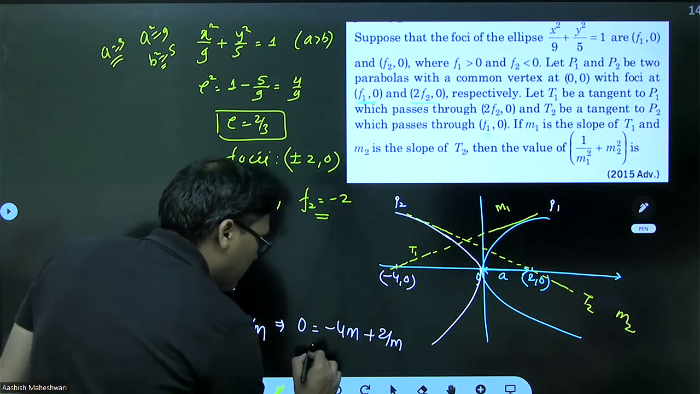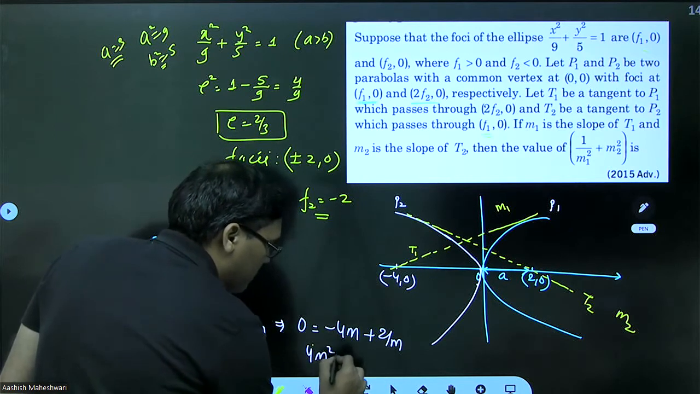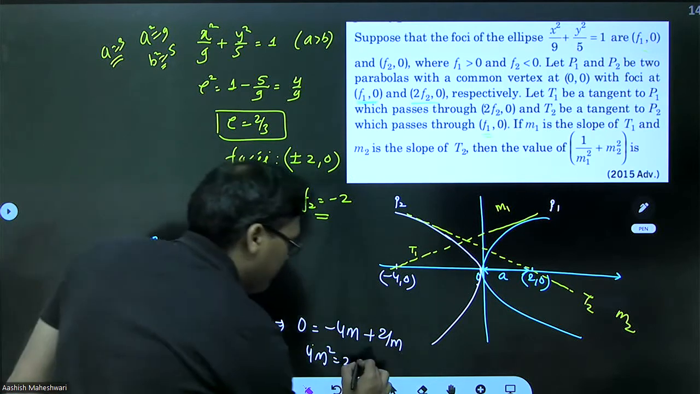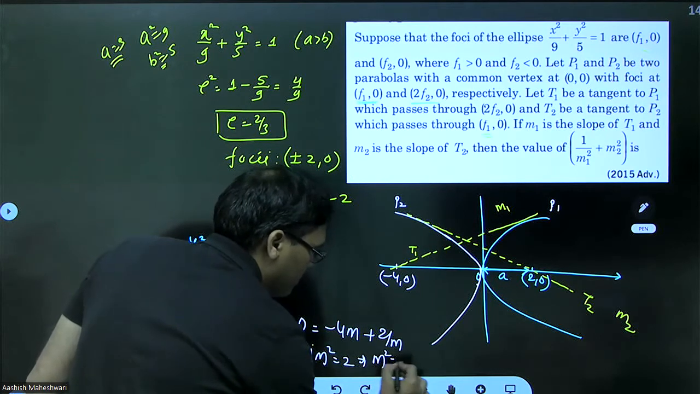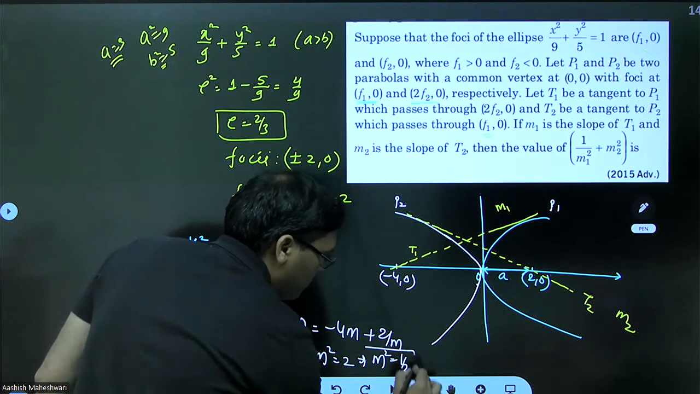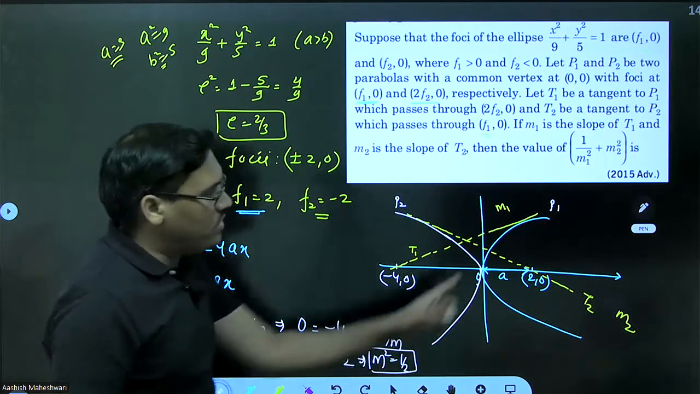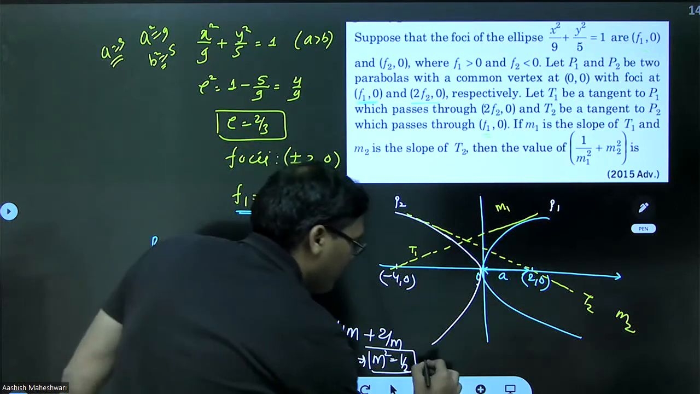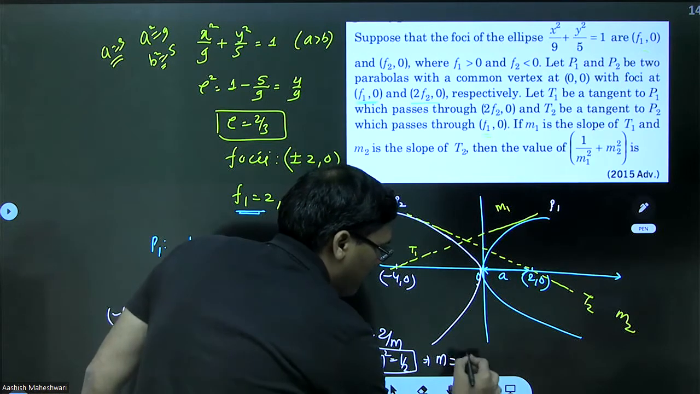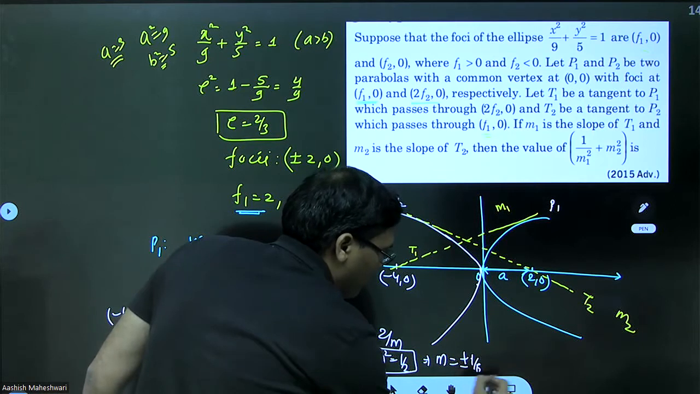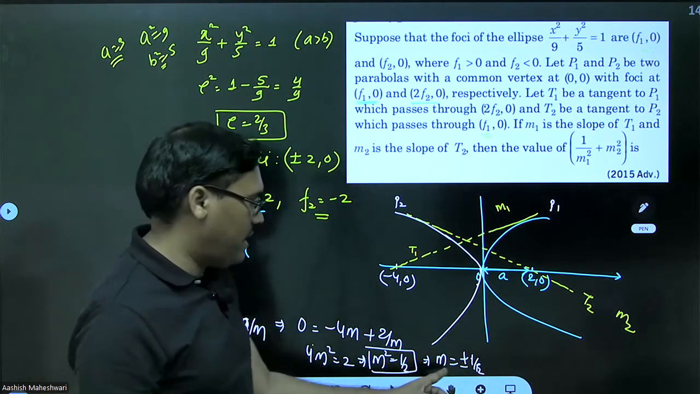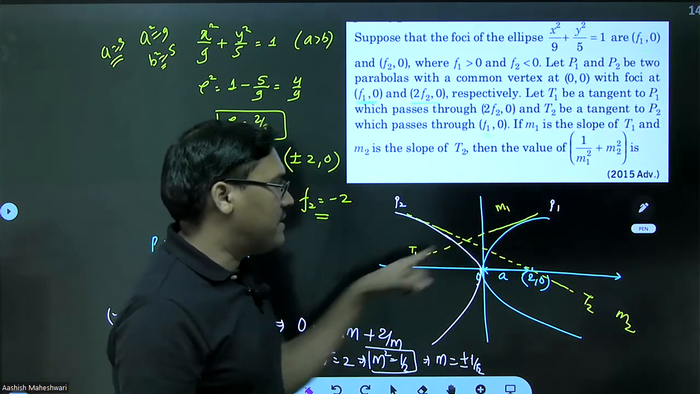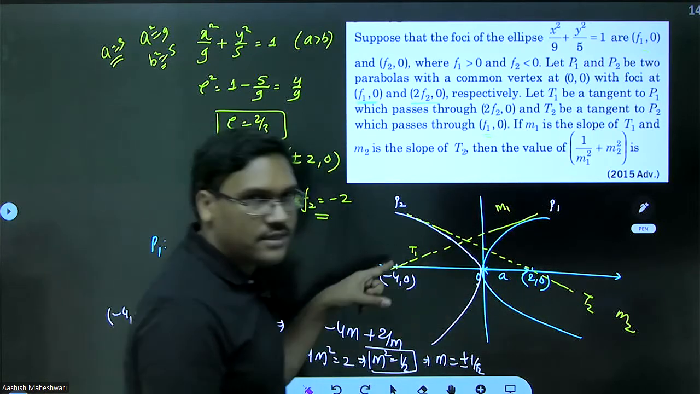This is 4m square is equal to 2, correct? So this is m square is equal to 1 by 2. What is the slope of this tangent? This is m is equal to plus or minus 1 by root 2. Why plus minus? Because we can have the tangent here or we can have the tangent here.